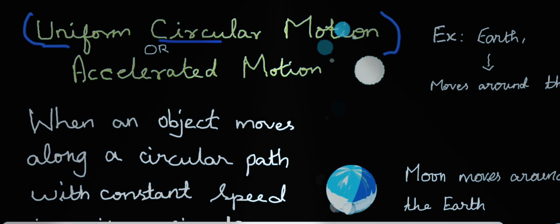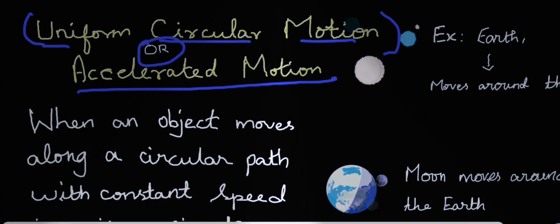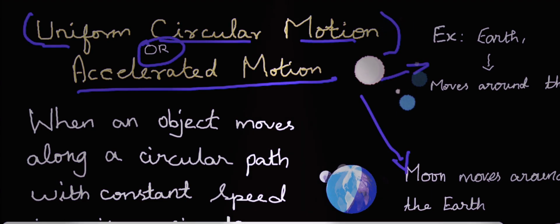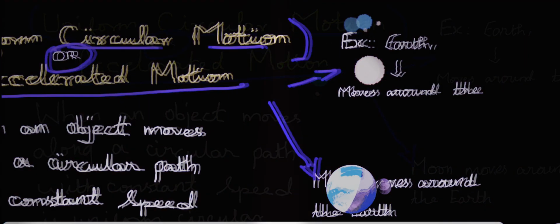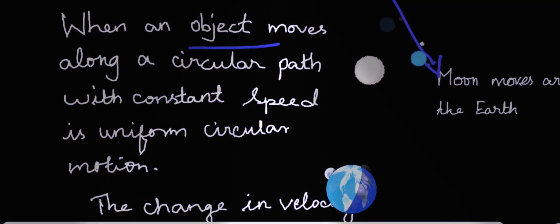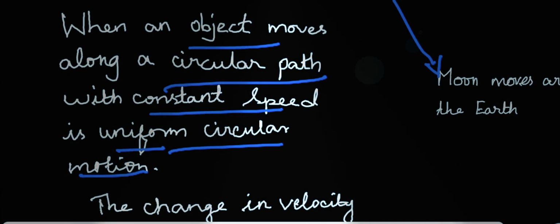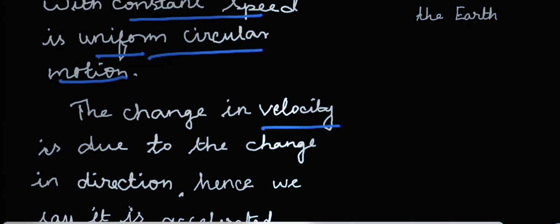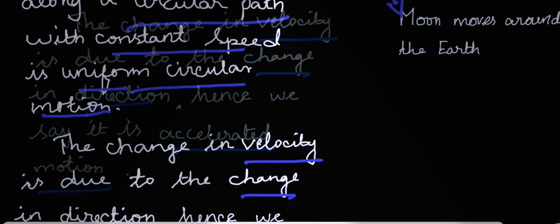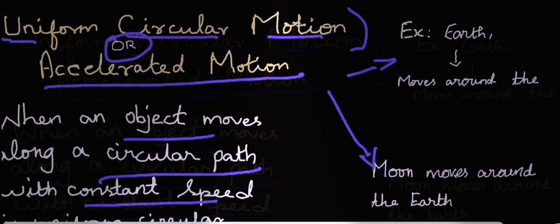Uniform circular motion, or accelerated motion, implies the object is moving along a circular path. Example, Earth moves around the Sun and the Moon moves around the Earth. Have you noticed the planet Earth taking a circular path? When an object moves along a circular path with constant speed, it is called uniform circular motion. Here, the change in velocity is due to the change in direction, hence we say it is accelerated motion.